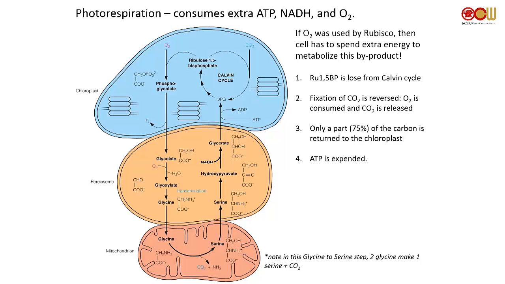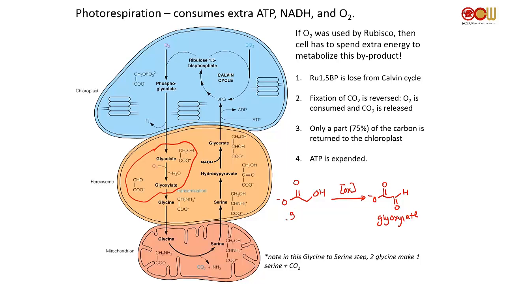Okay, so let me show you right here. So this is what I'm talking about, okay? You go from glycolate. This is glycolate, and all you have to do is oxidize it. An acid you cannot oxidize anymore, so what you can oxidize is this. This is glyoxylate, this is glycolate, right? You should know.